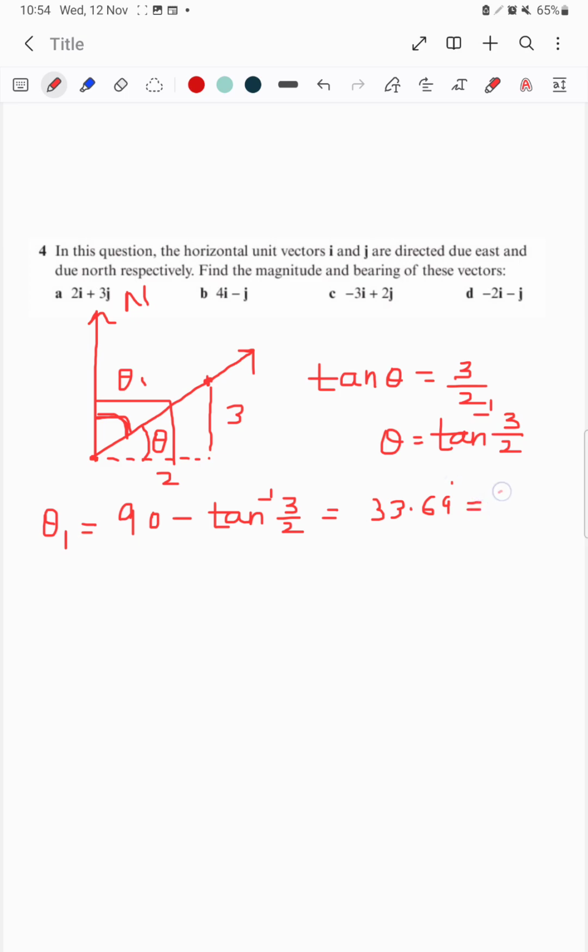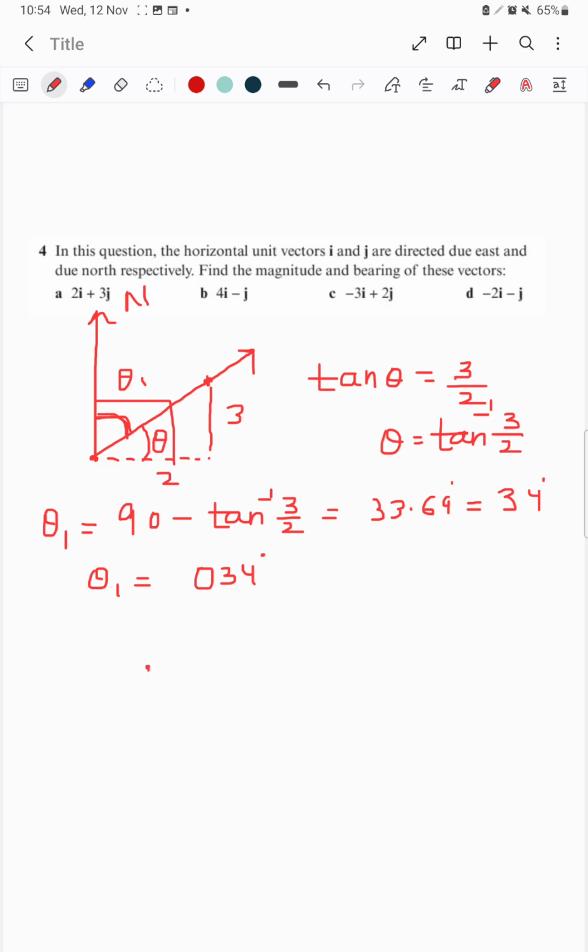33.69 degrees, which is approximately 34. And because it is a bearing, we have to give it as a 3-digit number, so 034 degrees. Second part of the question is 4i minus j. Now the i component is in the east direction, the j component is in the north direction, but the j component is negative. So how will we draw it?